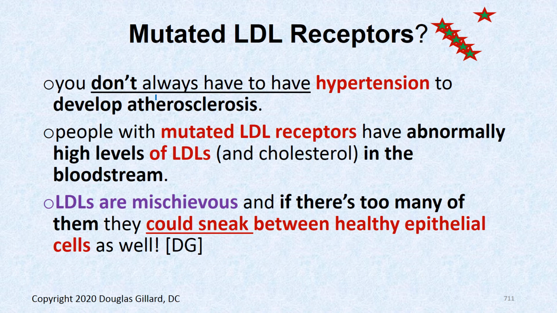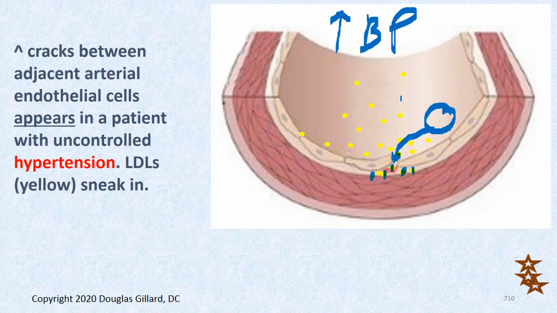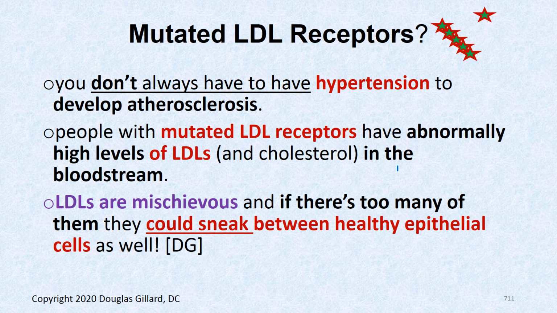Mutated LDL receptors, so you don't always have to have hypertension. If there's just too many of these guys around, maybe you don't have LDL receptors, you got thousands, maybe millions of these LDLs floating around. And so just by chance, they could get in between the cells. Maybe they had a histamine reaction and these shrunk and it left a gap. So if you have too much LDL around, or if you're constantly eating hamburgers, cheeseburgers with bacon, all it takes is one LDL molecule to get in there, and you can start the process.